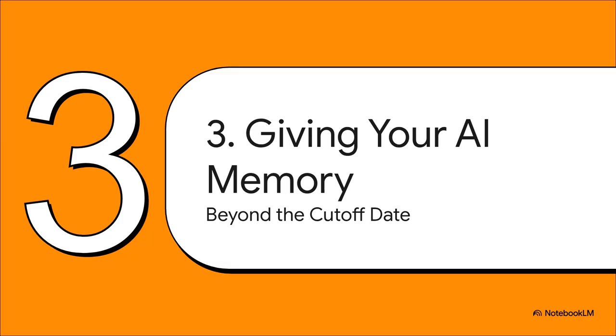Okay, so that's programming its behavior, but what about its knowledge? You've probably noticed that AIs can feel a little out of date. That's because they have a knowledge cutoff. So let's talk about how we can fix that and give our AI a perfect, up-to-date memory.